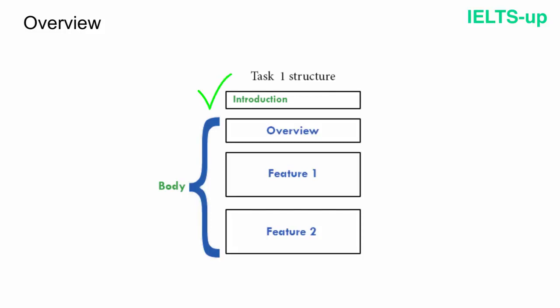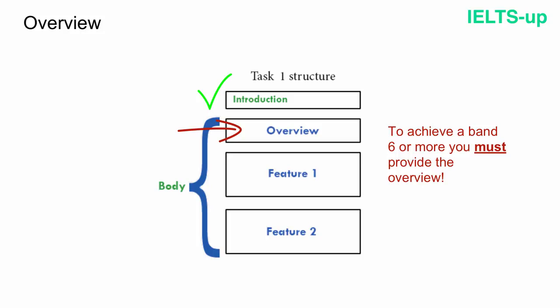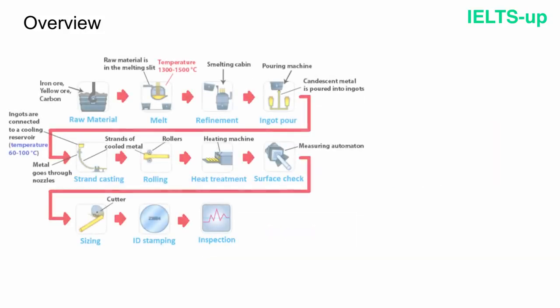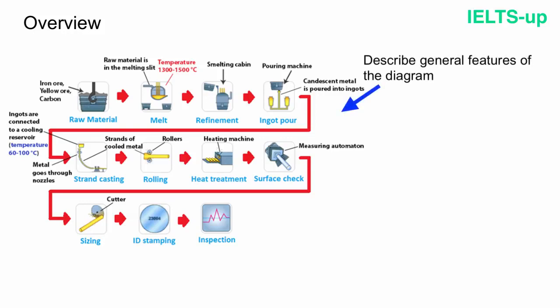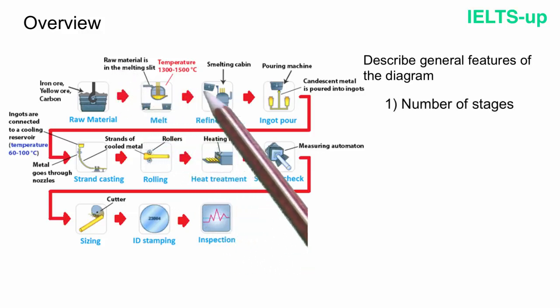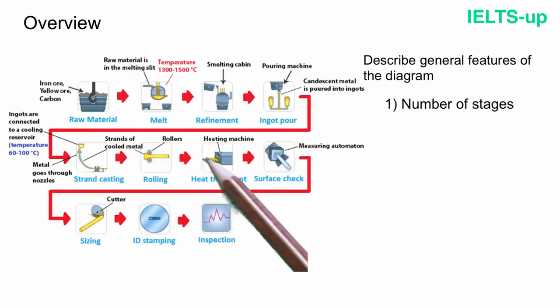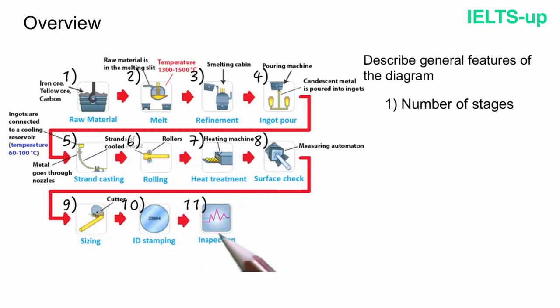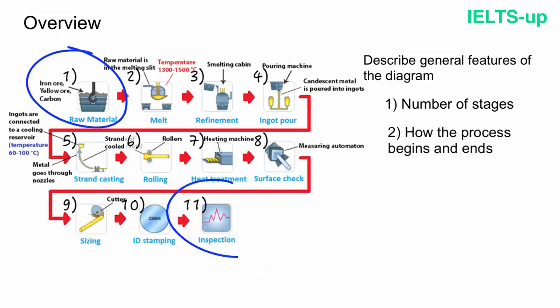And our next paragraph is a general overview. This is a very important paragraph. To achieve a band 6 or more for a task 1, you must provide the overview. In the overview paragraph, you describe general features of your diagram. But unlike line graphs, pie charts, and bar charts, process diagrams have no general trends or key changes to identify. That's why, while giving the overview of your diagram, you should write, first of all, the number of stages. As you can see in this process we have 11 stages, and how the process begins and ends.